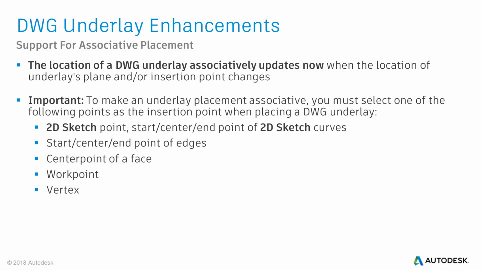The location of a DWG underlay now associatively updates when the location of the DWG underlay's plane and/or insertion point changes. For example, if you place a DWG underlay on a corner of a model and then change the location of this corner, the location of the DWG underlay also updates associatively. To make underlay placements associative, you must select one of the following points as the insertion point when placing a DWG underlay.